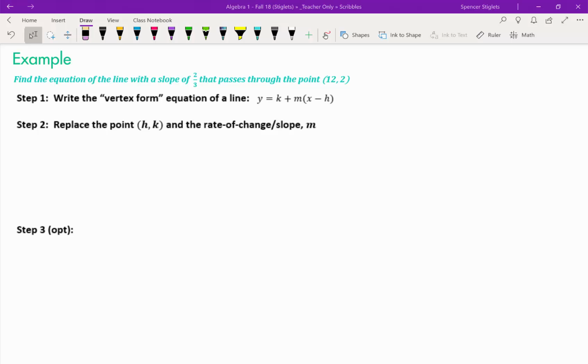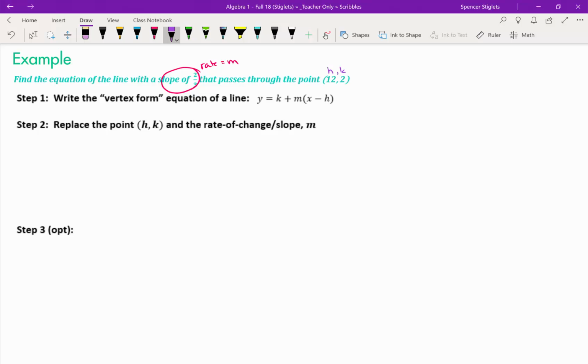So hopefully a couple of real-life examples will give us an intuition about how to do the problem so that we can use this new formula for a line. Let's say that we were trying to find the equation of a line that has a slope, that would be your rate of change, of 2/3. So that's m in our formula, and it passes through the point (12, 2). So (12, 2) is going to be h, k. That's basically a known point, like 12 hours and $2 or something like that.